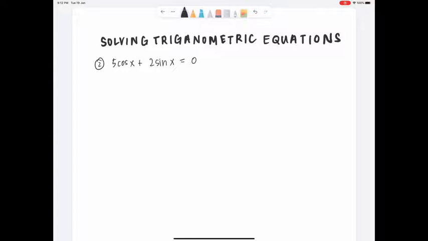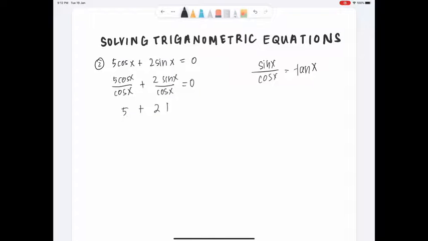Because there is one thing that says sine x over cosine x equals tangent x. So in this case, you would do 5 cos x over cosine x plus 2 sine x over cosine x equals 0. That would simplify to 5 plus 2 tan x equals 0. And here you can do the normal solving for x and then the unit circle.